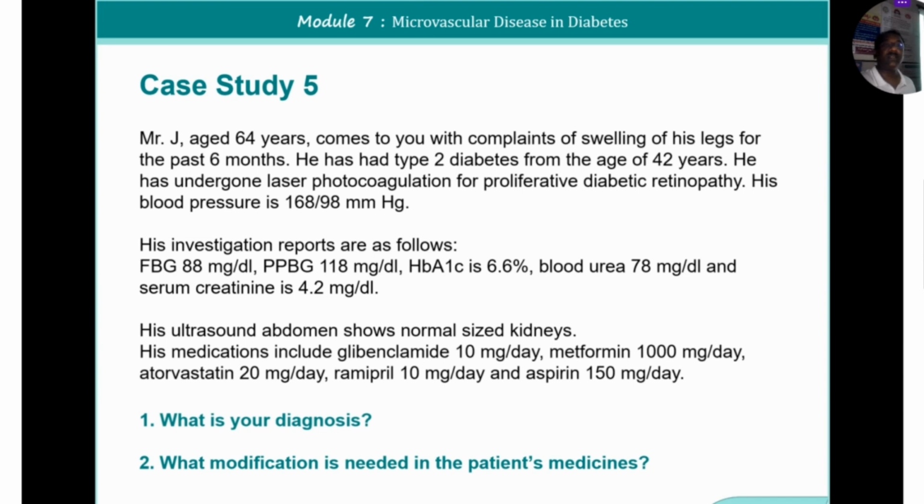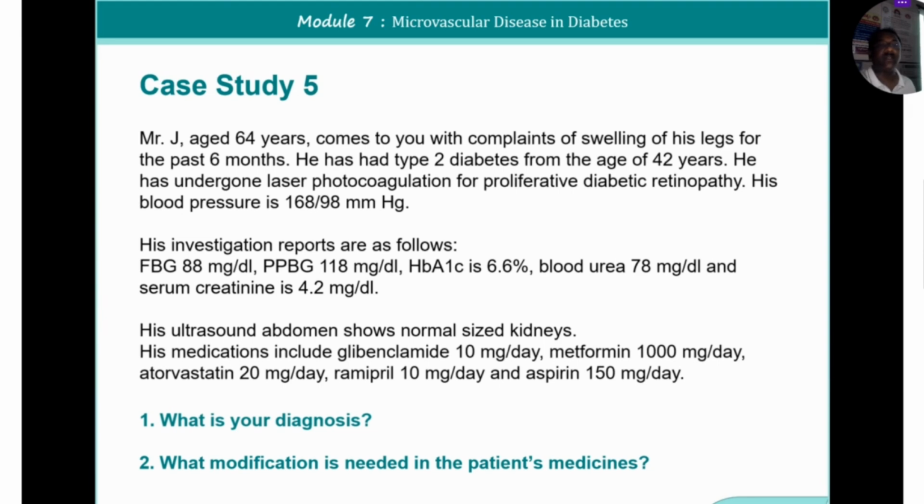So another case, 64 years, comes to you with the complaints of swelling of his legs for the last 6 months. Type 2 diabetes from the age of 42 years. Now already 22 years history of diabetes. He has undergone the laser photocoagulation for proliferative diabetic retinopathy. So already retina treatment is under laser therapy. His blood pressure is high, almost 170 by 100. Investigations, fasting 88, PPG 118, HbA1c 6.6.